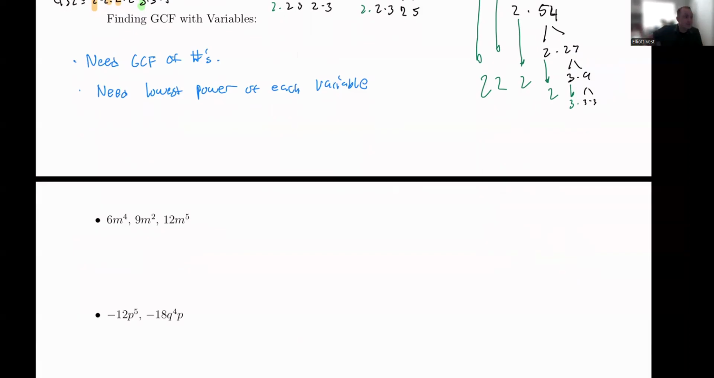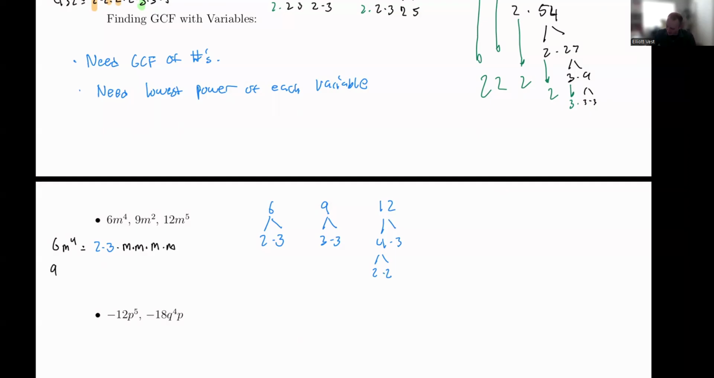So I can still do the same stuff I've been doing before with the numbers. 6 can factor to 2 times 3. 9 can factor into 3 times 3. And 12 can factor into what? 4 times 3 and 2 times 2. Okay, that's not too bad. So how do I write 6m to the fourth as broken up as possible, as the multiplication of all its factored stuff? I can write it as 2 times 3 times m times m times m times m for m to the fourth. So right, when in doubt, write it out.